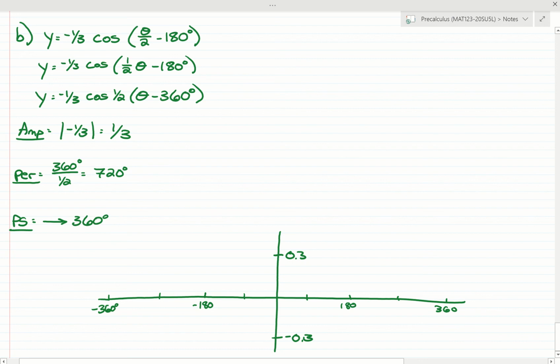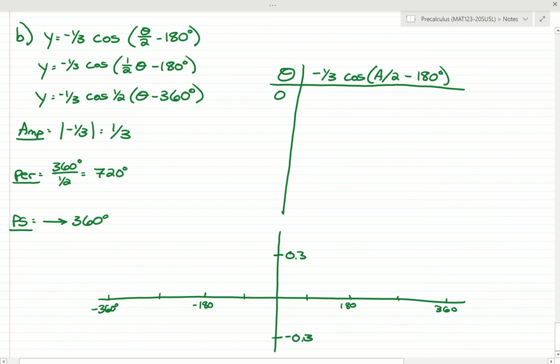Whenever you pick points into your calculator, I always recommend that we use the original. So just like we did before, I'll make a table for theta, and I'll plug in -1/3 times the cosine of A divided by 2 minus 180. And I'll just pick some points here. If we could see a pattern, we don't have to keep plugging in points. So I'll store 0 for A, type in -1 divided by 3, cosine, then variable A divided by 2 minus 180.